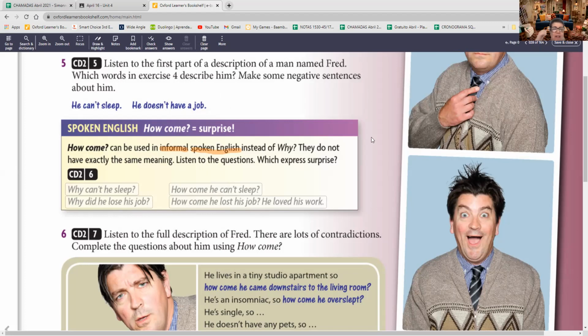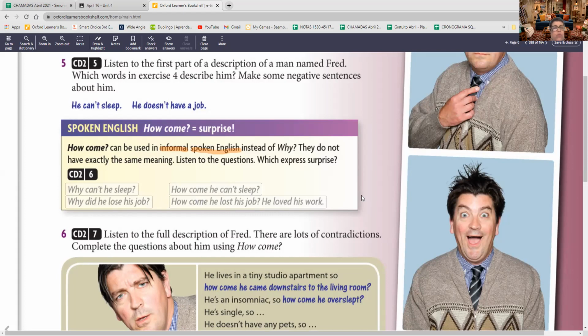Okay, so the questions here on the left, they start with why. So here we can see that there is a slight difference in meaning when we use why and when we use how come. So the first one says, why can't he sleep? My question is not an expression of surprise. I just want to have information to understand the reason why he can't sleep.